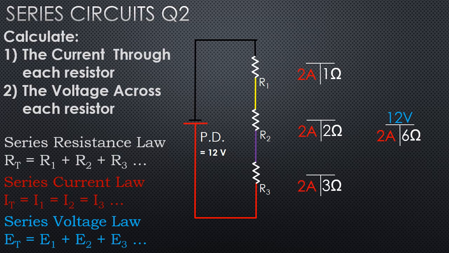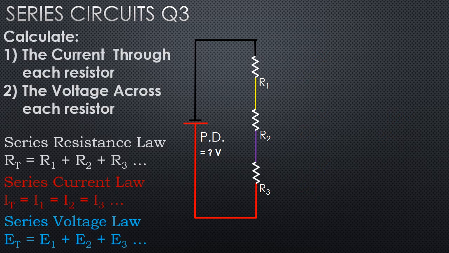Now we can use Ohm's law to calculate the voltage across each resistor. And then using series voltage law, do the voltages across each resistor add up to our potential difference? And 6 plus 4 plus 2 volts does equal 12 volts. Here's another one. I'm going to give you a minute to calculate this out using the same methodology.